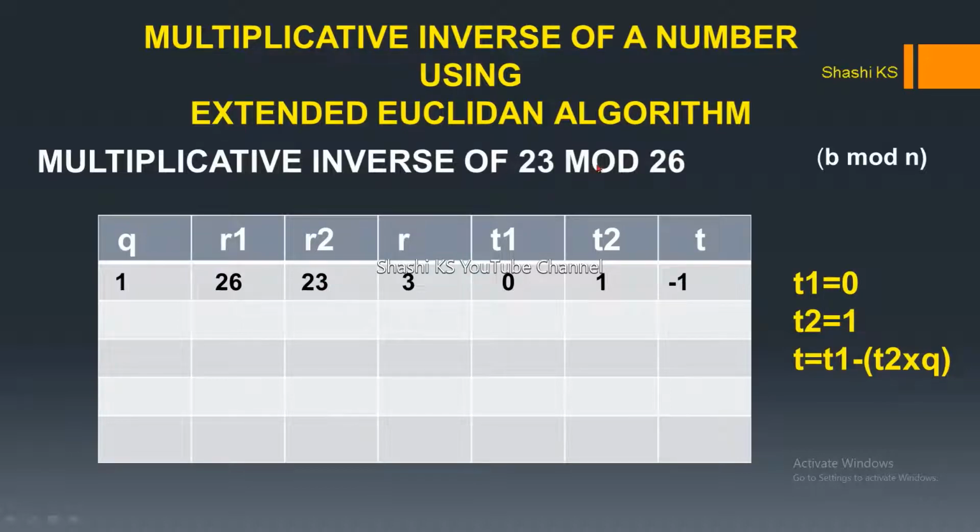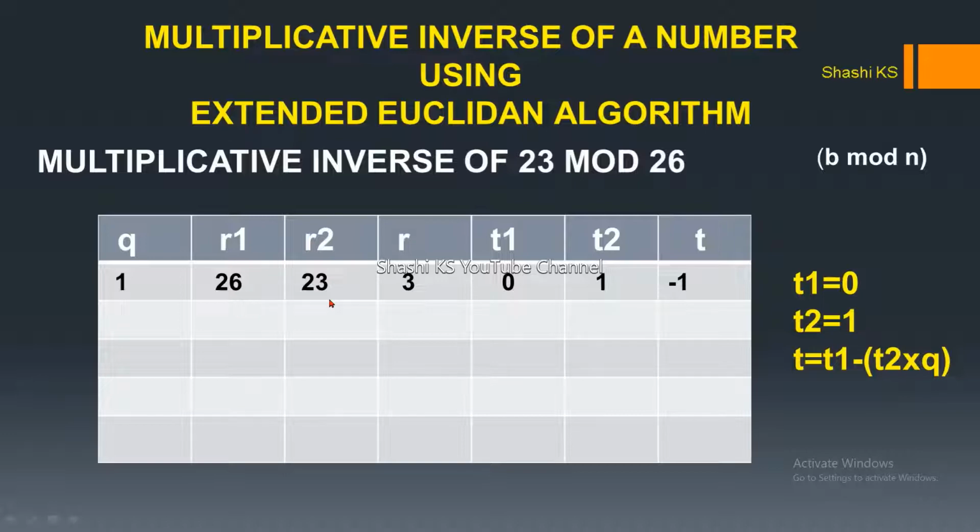Assume that the value which you want to find out, the question is of the form B mod n. Okay, so here 26 is your value for n and 23 is the value for your B. I want to find out the multiplicative inverse for B. So the value of n is copied into R1 and the value of B is copied into R2. Then divide R1 by R2.